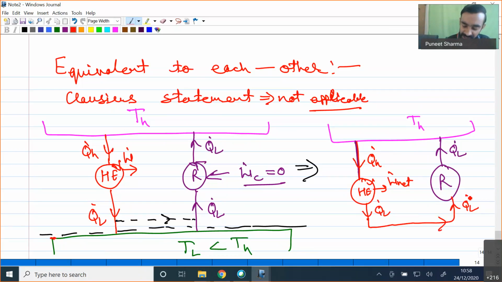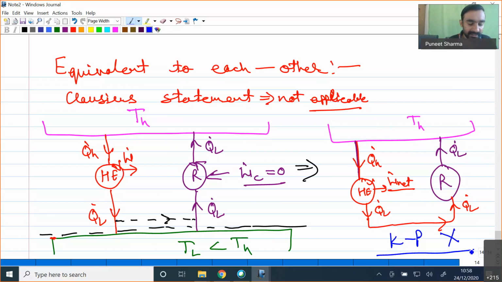So now our second reservoir is taken out of the system, and this heat engine is exchanging heat with only a single thermal reservoir in a cyclic manner, and it is producing some net amount of work also. Okay, so what is the meaning of this? The meaning is that our Kelvin-Planck statement is not satisfied here.